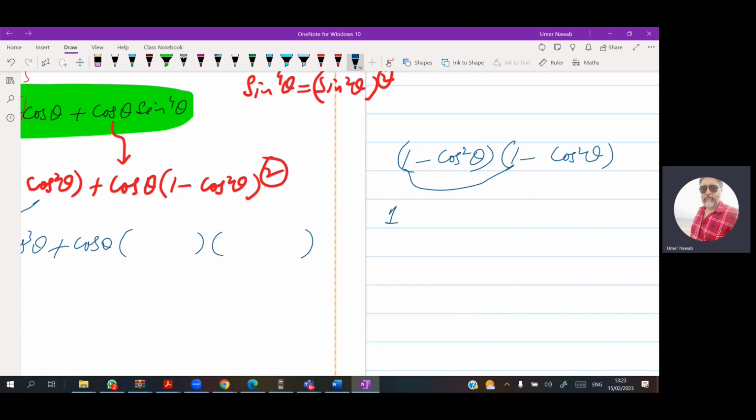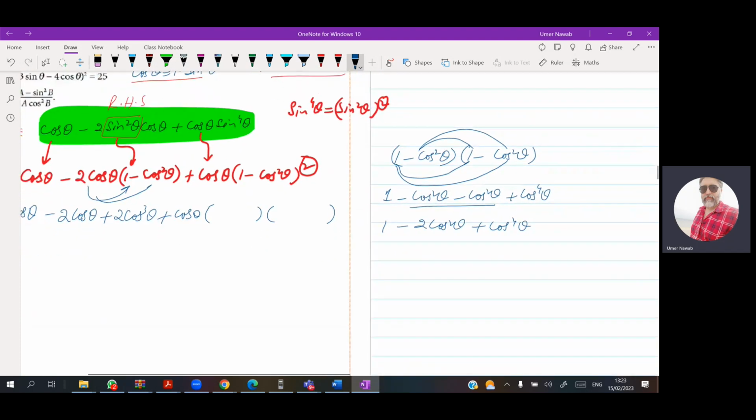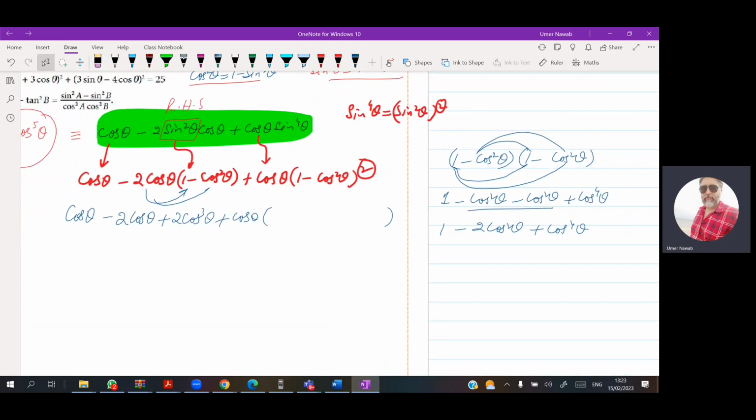So let's do it. 1 times 1 is 1. 1 times this is 1 minus cosine squared theta, and cosine squared theta times this is plus cosine 4 theta. And this is 1. What is this? Minus 2 cosine squared theta plus cosine power 4 theta. I'm going to write here the multiplication of these two factors: 1 minus 2 cosine squared theta plus cosine power 4 theta.